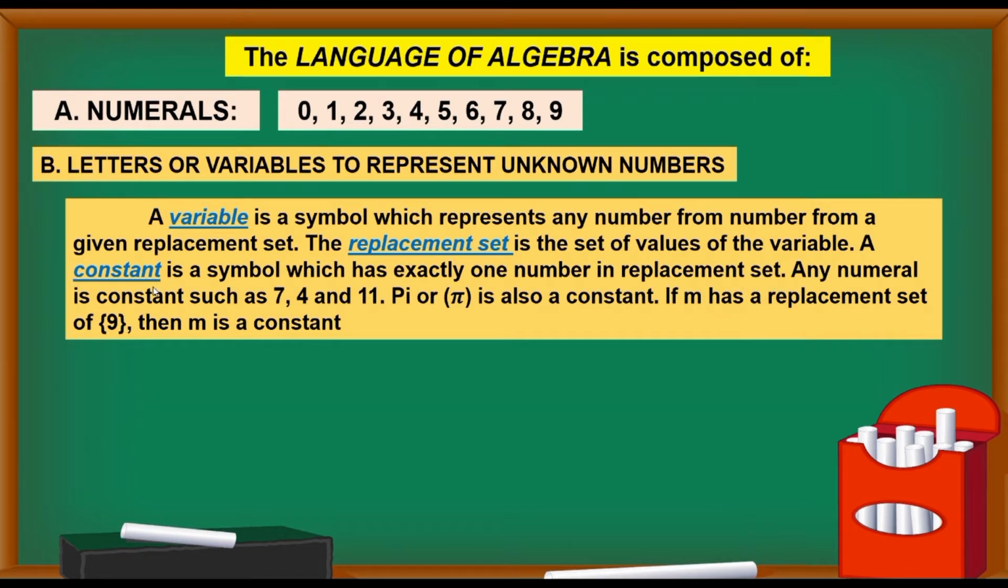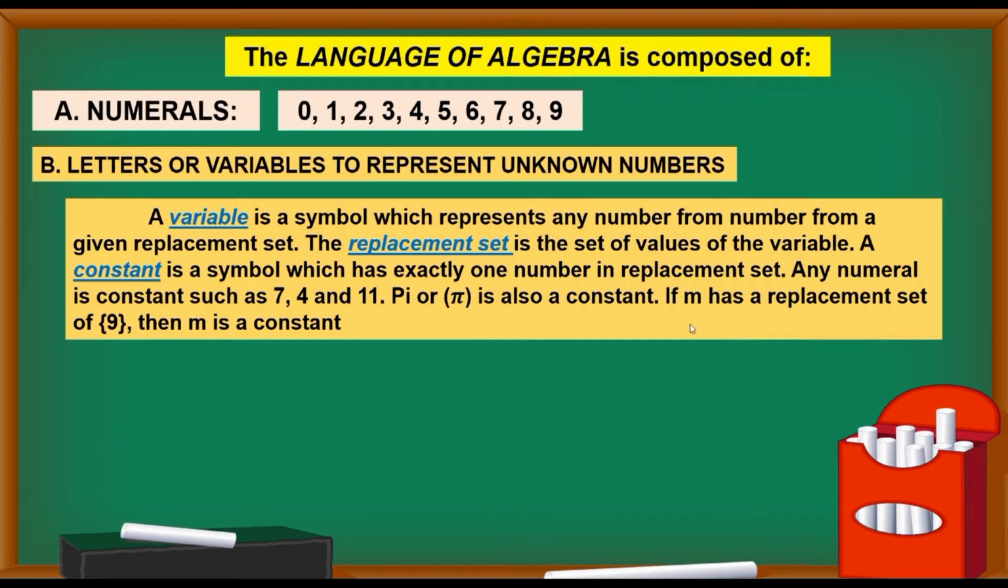A constant, pag sinabing constant, that is a symbol which has exactly one number in replacement. Isa lang daw yung number na nire-replace niya. And then numeral is also a constant such as 7, 4, at 11. So, kahit anong number, ang tawag po sa kanya ay constant. And then also, yung pi o yung symbol natin na yan is also a constant. Bakit? Kasi meron lamang po siyang isang eksaktong value.